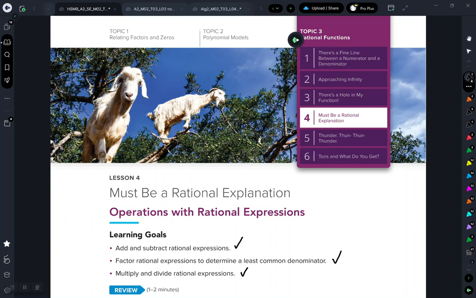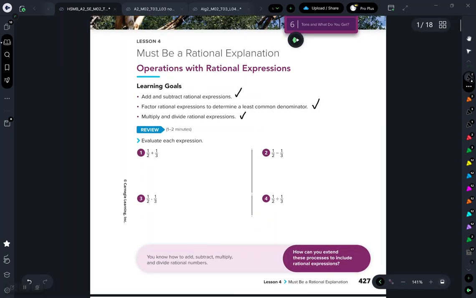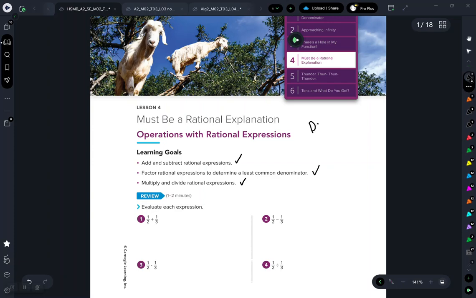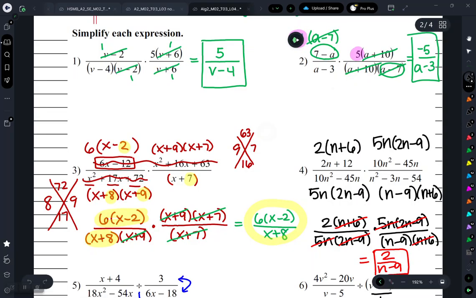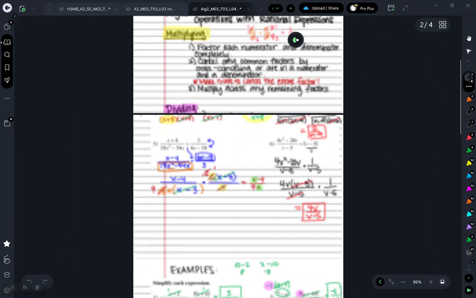So this is for days 15 and 16, so you may have already started it for Opt 2. But we're going to go through all 4 operations, and also there's going to be some notes that have lots and lots of examples available to you as well.